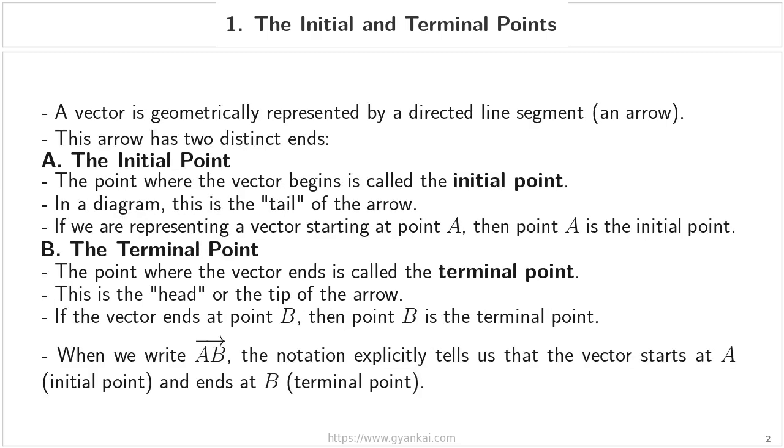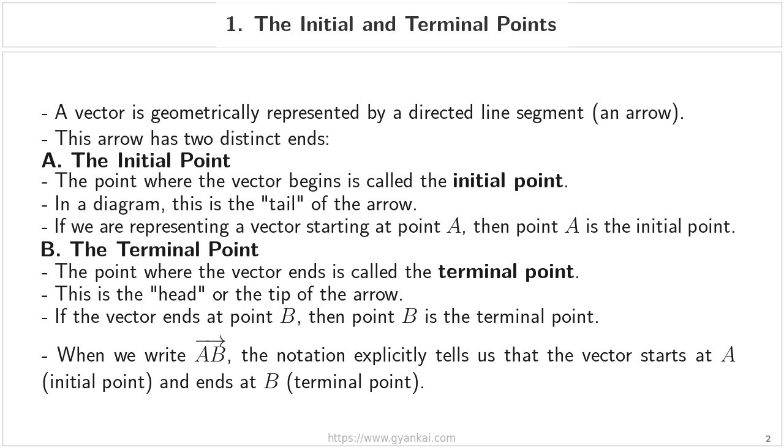Next, we have part B, the terminal point. This is the destination. The point where the vector ends is called the terminal point. In your diagrams, this is the head or the sharp tip of the arrow. If our vector travels from A and finishes at point B, then point B is the terminal point.